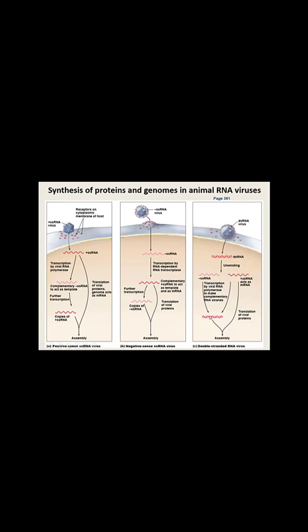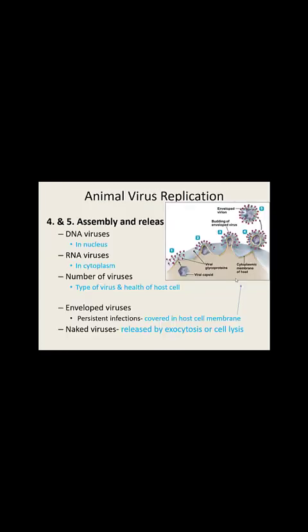The last two steps, we still have assembly and we have release. So DNA viruses are all assembled in the nucleus because that's where DNA is found. RNA viruses are all assembled in the cytoplasm because that's where RNA is found. The number of viruses that are made in each particular cell is dependent on the type of virus and the health of the host cell. Now, animal viruses usually take a little bit longer to make, assemble, and release. It's usually closer to 24 hours, whereas bacteriophages can be 25 minutes to go through all of the steps. It takes a little bit longer.